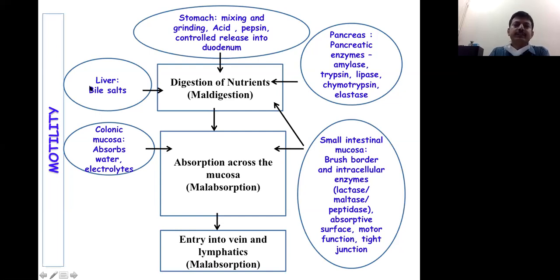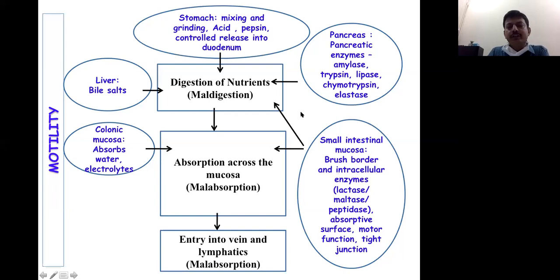So in digestion, through enzymes and all these contributions from different areas, the food is broken down into smaller, simpler particles. Okay, and this happens not only in the lumen, but also on the mucosal brush border of the small intestine. In fact, there are some enzymes which are also intracellular. So digestion happens in the lumen, on the surface of the mucosa, as well as in the intracellular part. Okay, and once the nutrients are digested and converted into smaller, simpler molecules, then they need to be absorbed.